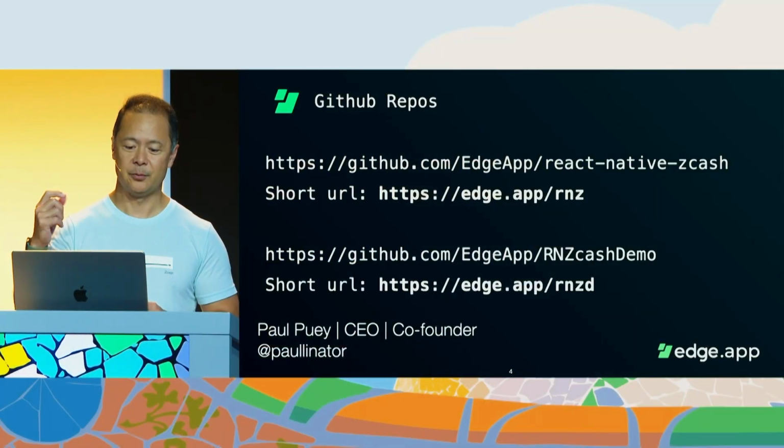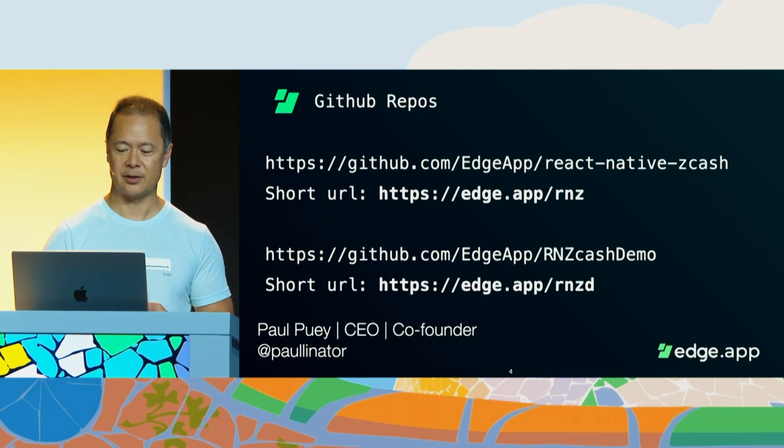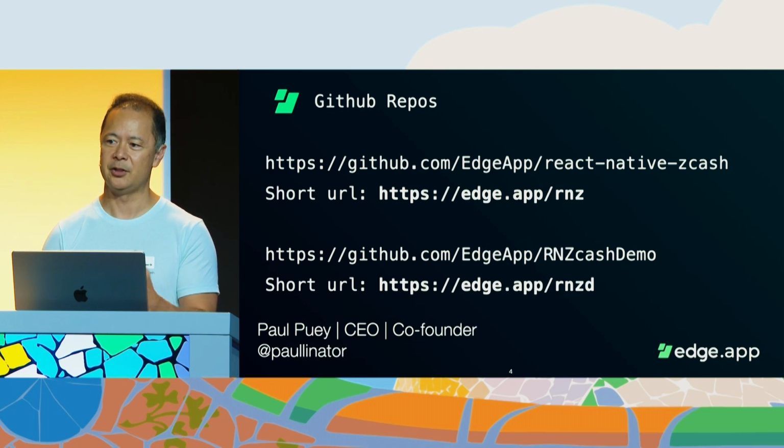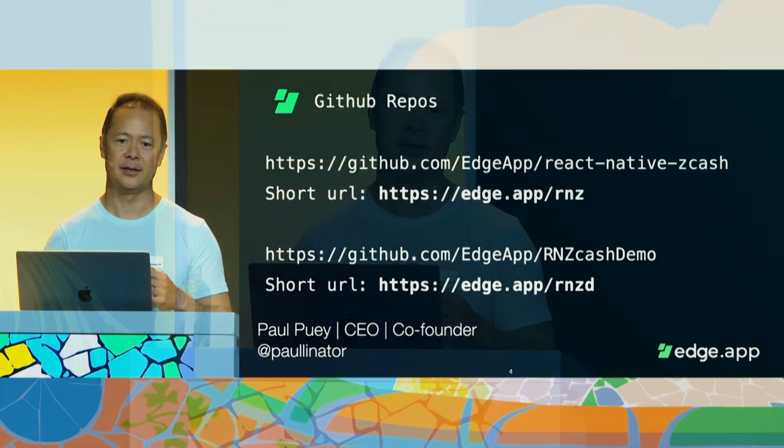For those that do want to follow along, these are the GitHub repos. We built a short URL right below. So for example, edge.app/rnz will get you to the react-native-zcash GitHub repository, or RNZD, which is the demo app. And what I'm going to be going through today is the demo application that uses the library. So you can see the different steps taken in order to build an app that does address generation, key generation, and basic querying of balances, transactions, and then sending of funds. All right, let's hop right into the demo here.